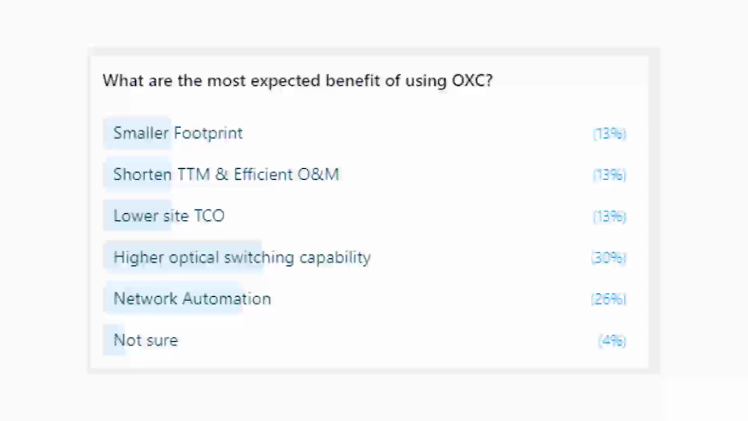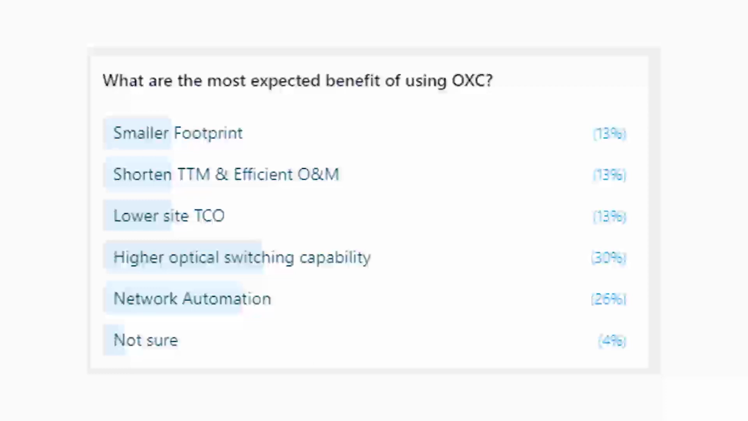Could you talk about the poll results? Let me see here. I think people who selected OXC mainly chose network automation, and also the switching capability, and also that it can lower the total cost. So in general, I think OXC can provide high integration, and we can provide very cost-efficient solutions for our customers who need higher integration.